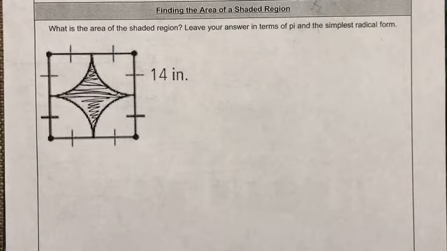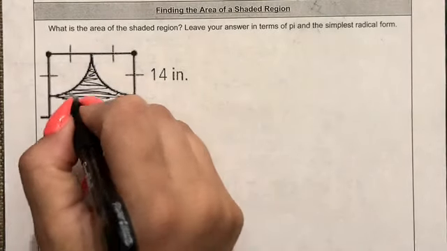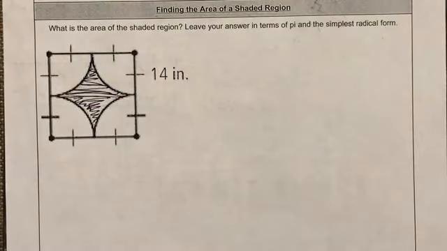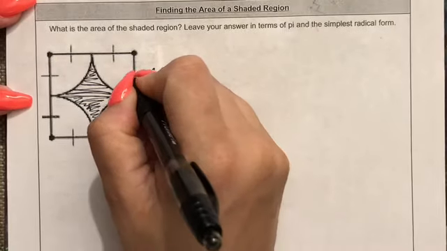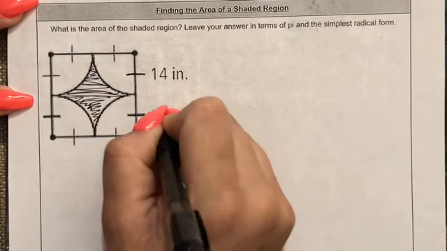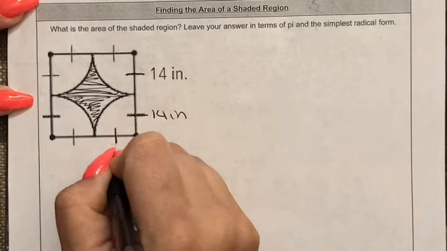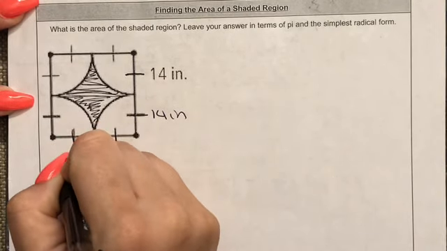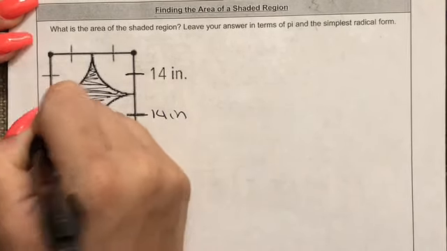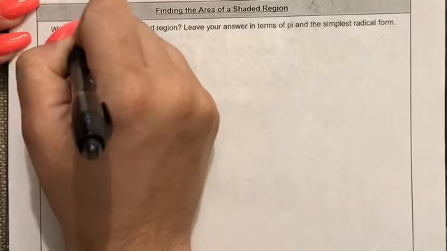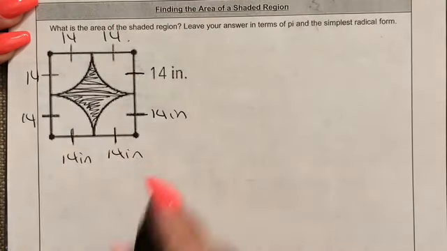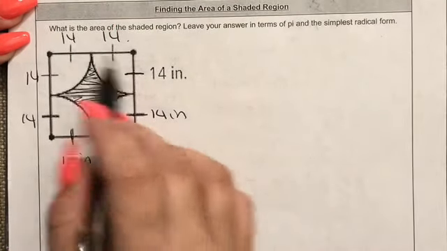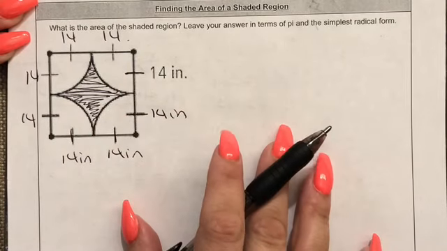In this problem, I'm going to look for the area of this shaded region inside of here. First thing I notice are the congruency symbols, which are 14 inches. So I'm going to go ahead and label my shape all the way around. Because of that, I can see that this is definitely a square because they're all equal here.